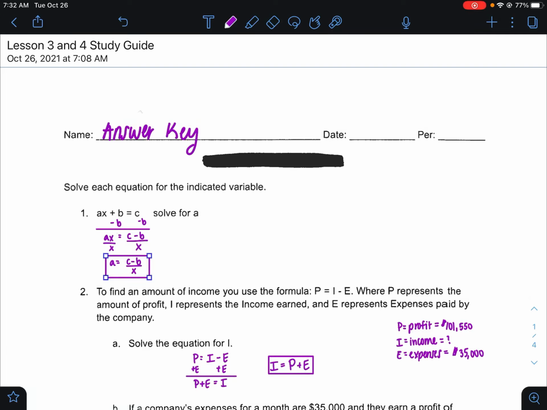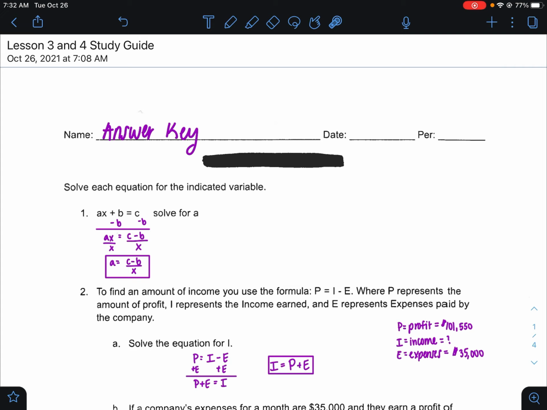All right, this is the answer key video for the lesson 3 and 4 study guide. These problems are going to be similar, not identical, to the ones that you'll see on your quiz tomorrow. Make sure that you understand the skills and you're not just trying to memorize these answers, because I promise you, if you memorize these answers, you will not get them correct.